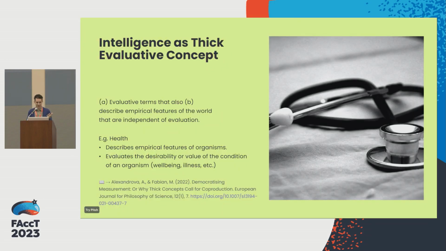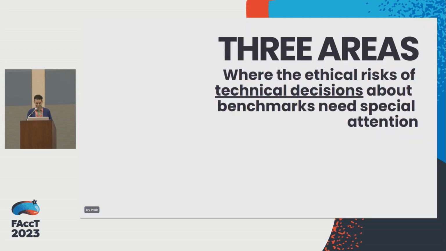Another key concept in the paper is the idea that in both the machine case and the human case, intelligence needs to be understood as what philosophers like to call a thick evaluative concept. Just want to also mention and shout out the keynote from Dr. Alondra Nelson back on Monday, which was also looking at a similar notion of thick description. So in this setting, what we mean by thick concept is evaluative terms that also describe empirical features of the world that are independent of our evaluation. And a really helpful example for us to have in mind, especially when it comes to thick concepts that have a major place in social sciences, is the concept of health, where health describes empirical features of organisms, but it also evaluates the desirability or value of the condition of an organism relative to considerations like well-being, illness, and so on. I'm going to pass it on to Leif.